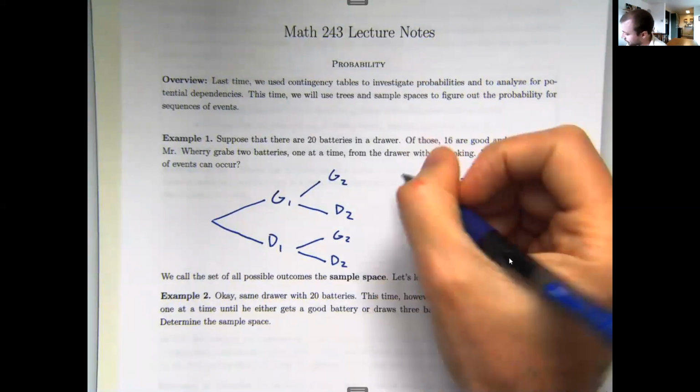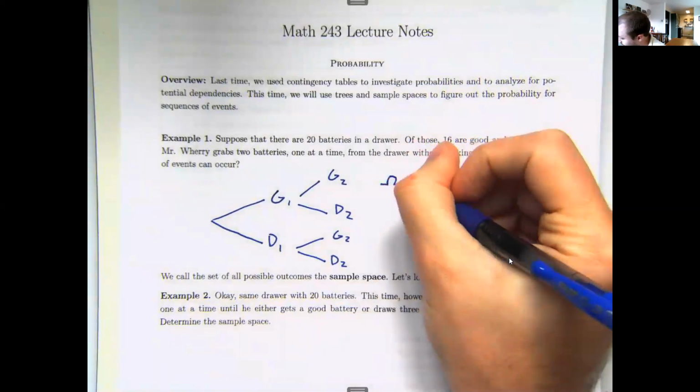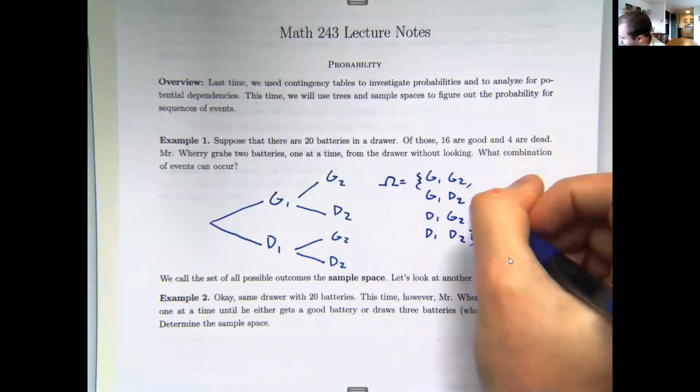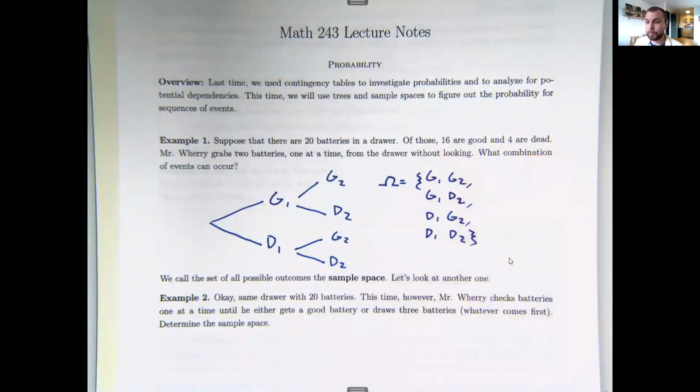Sample spaces are usually written with the Greek letter omega, with set brackets, curly braces, around it, but it's just a list of everything that can possibly happen.